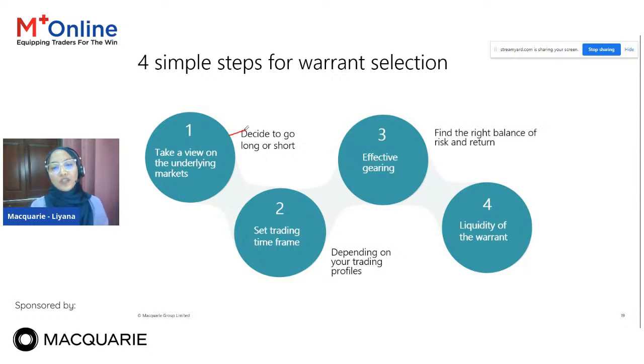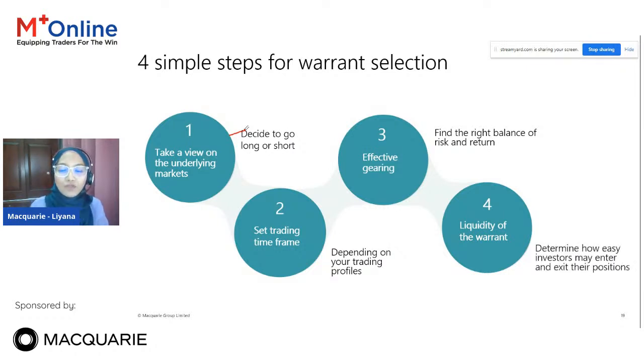Okay, and number 3 is the effective gearing macam yang saya cakap tadi. Okay, effective gearing tu memang you kena tahu, so that kalau you untung banyak, but at the same time kita tak nak you rugi banyak juga. So you have to know the right balance of risk and return bila apa-apa you punya investment tu kan.